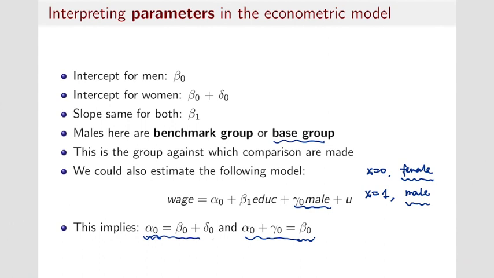Another question is, can we estimate the econometric model that includes both the male and female dummies? That is, wage is regressed on male, female, and education. Using two dummy variables would introduce perfect collinearity because the value for the male dummy plus the value for the female dummy always equals 1. That means the male is a perfect linear function of the female, or otherwise.